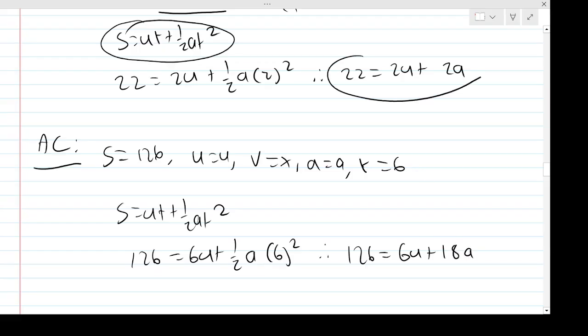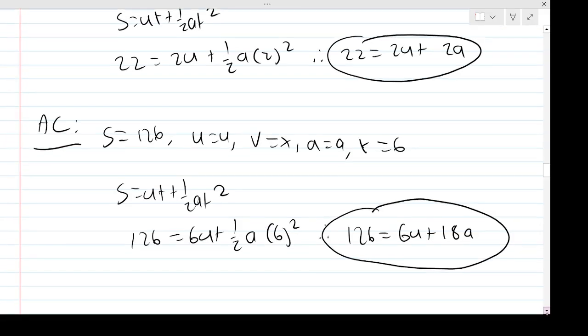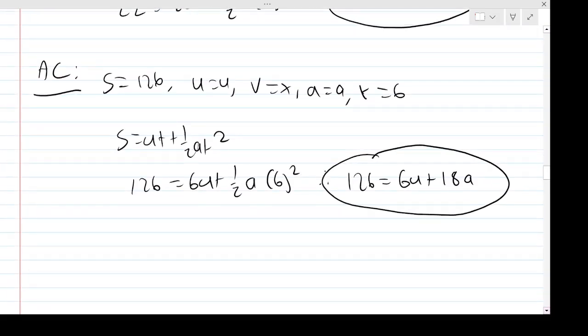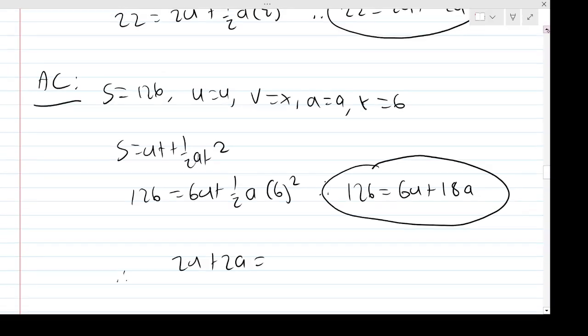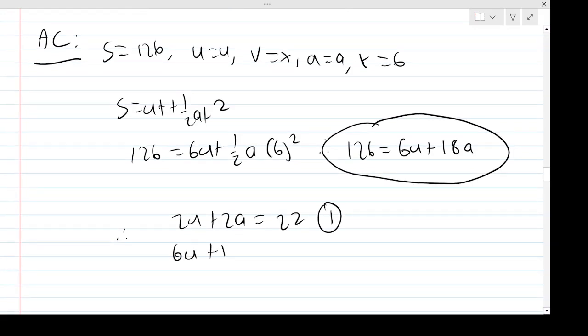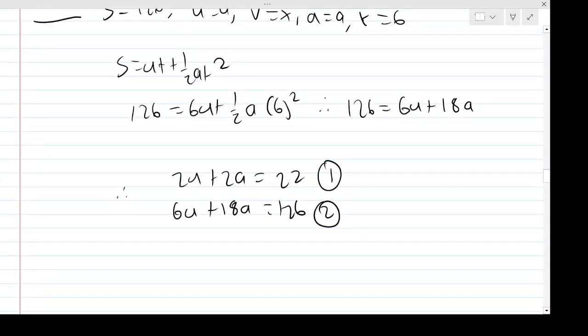So what do you notice? I've got these two equations. These are simultaneous equations in u and a, right? So if I list them, I've got 2u and 2a firstly, that's going to equal 22, was it? Yes. So that's my first equation. And then I've got 6u add 18a is 126. Now, when we progress more into mechanics, you'll see a lot of questions do involve simultaneous equations. So do try and have that in mind with certain questions.